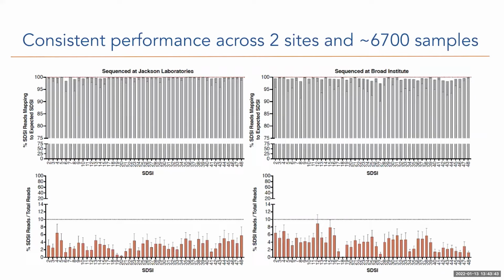So overall, we found that the measure on the y-axis of this top plot here is the percent of SDSI reads mapping to the expected SDSI. So everything that maps to one of these spike-ins is the denominator, and the numerator is what maps to your expected spike-in. And overall, they're pretty consistently above 95%. So they do maintain purity. We're not seeing contamination of our spike-ins, which would obviously distort things.